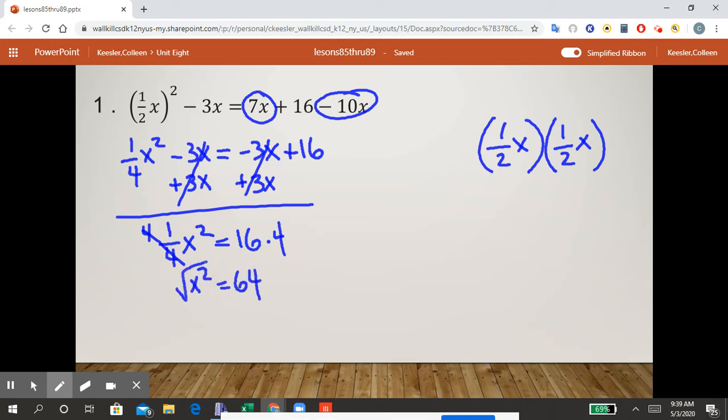And we take the square root, and remember that the square root of any number has two answers, its principal square root and its opposite. So it's positive and negative 8. All right, let's try another.